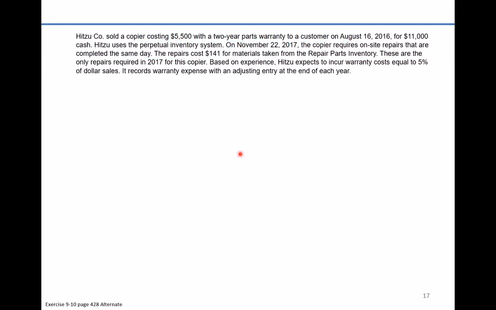The problem reads that Hitsu Company sold a copier costing $5,500 with a 2-year parts warranty to a customer. It was sold on August 16, 2016 for $11,000 in cash. Okay, so they made a sale for $11,000 for something that cost them $5,500. But they offered a 2-year warranty on this to the customer so that if it goes bad, they're likely going to repair or replace it.